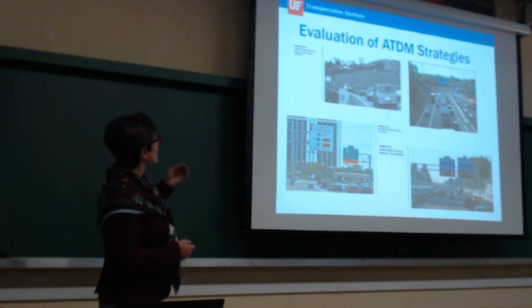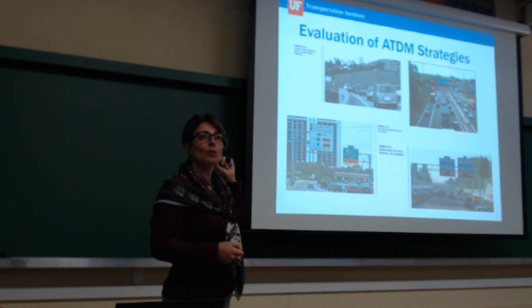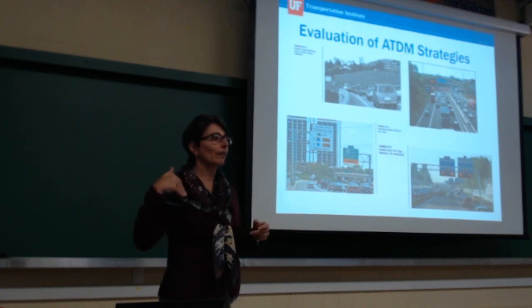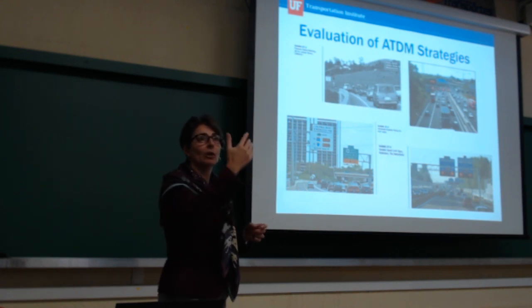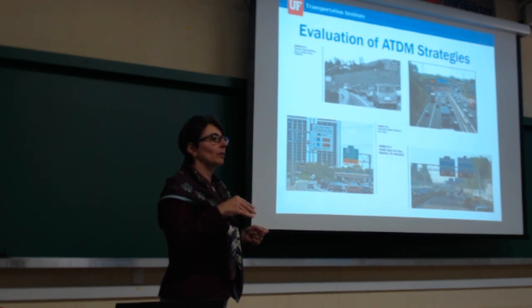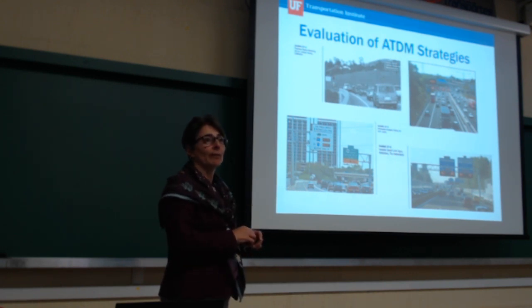And those strategies relate to things like ramp metering. You know what ramp metering is? When you have a traffic light at the end of the ramp. So instead of having free-flowing traffic, you have a traffic light that is set to accept a certain number of vehicles per minute, maybe one vehicle, maybe a couple of vehicles per minute or so. And that allows you to control the amount of traffic you get on the freeway.